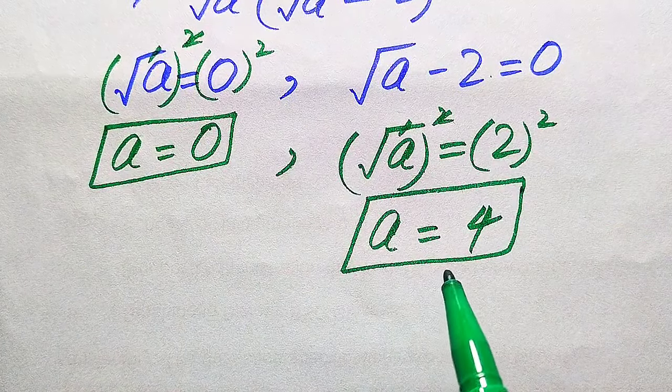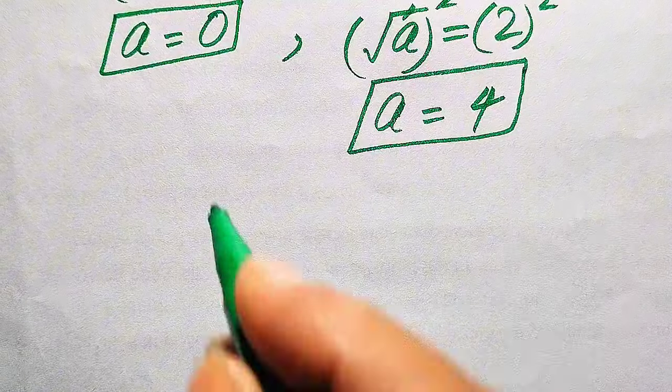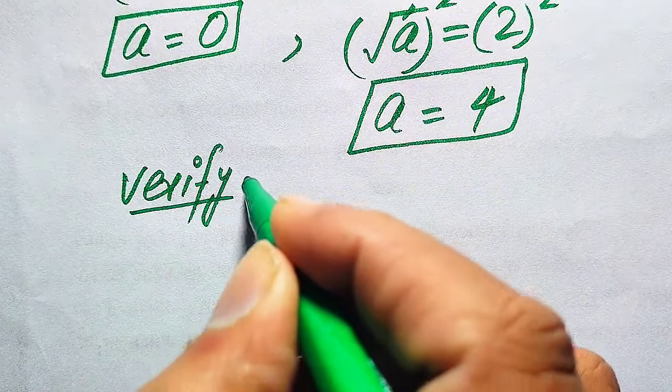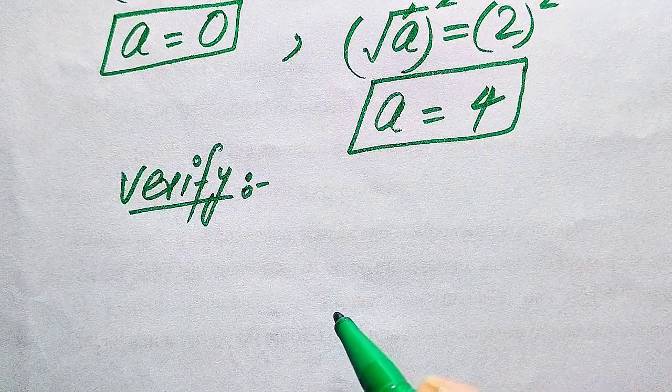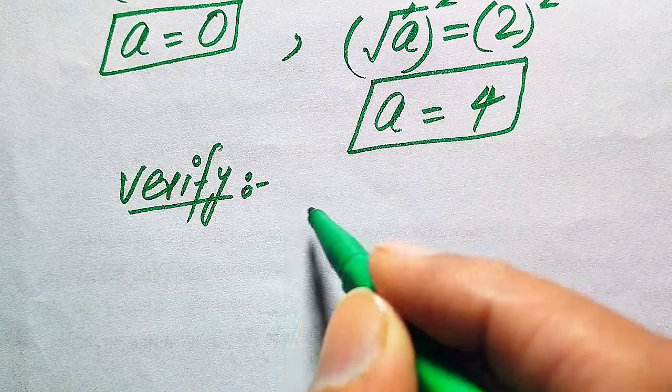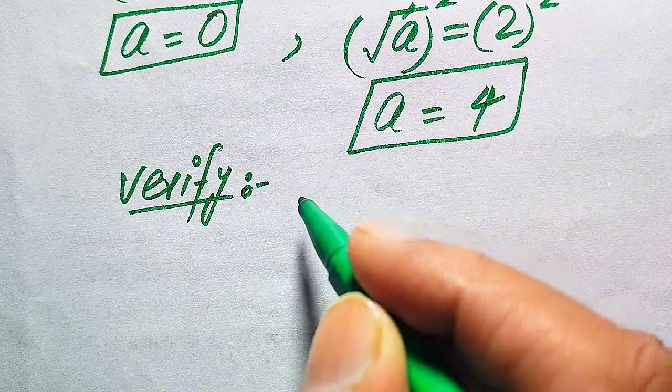So here we get these two values of a, and further in the next step we need to verify whether these two values of a are solutions of this equation, or whether they are extraneous roots. Further we need to solve; here we first copy down the given question statement.